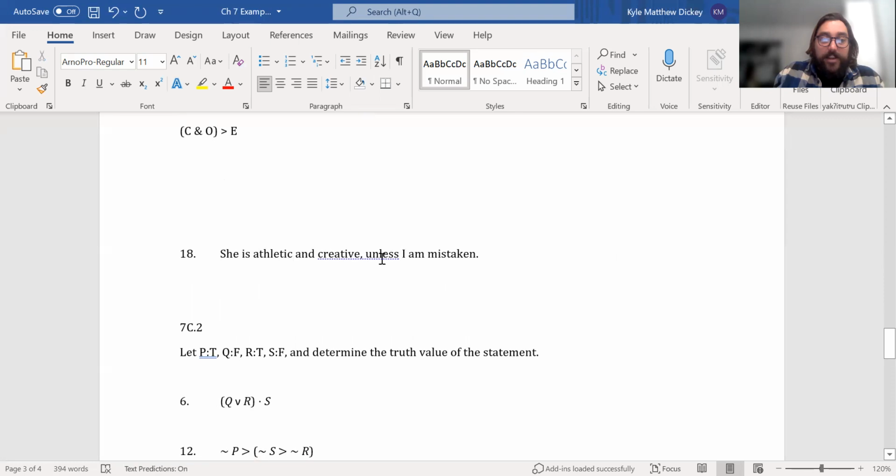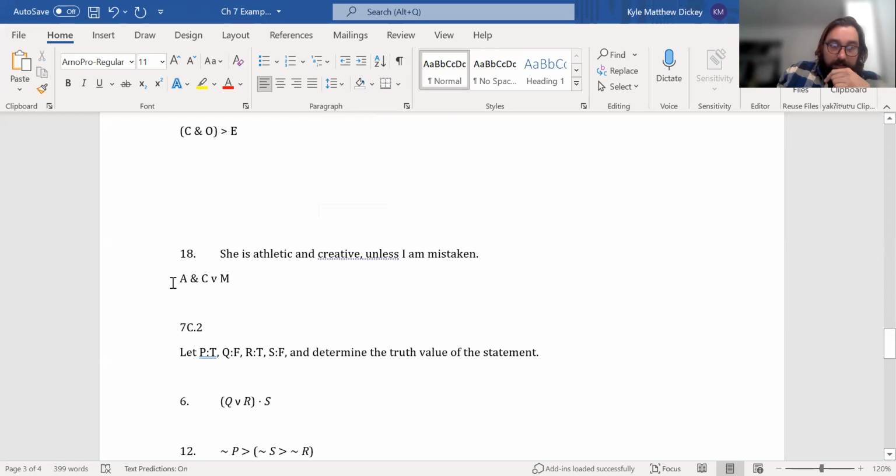All right, next. She is athletic and creative, unless I am mistaken. Ooh, this is a good one and tricky. So first of all, we've got an and here. She is athletic and creative. So she is athletic and she is creative. Let's use A for athletic, and there's an and, and we'll use C for creative. Great. And then it's like, unless I am mistaken. Well, what does unless mean? Unless means disjunction again, right? So it's like either she is athletic and creative or I am mistaken. So we've got a disjunction there, and we'll call being mistaken M.